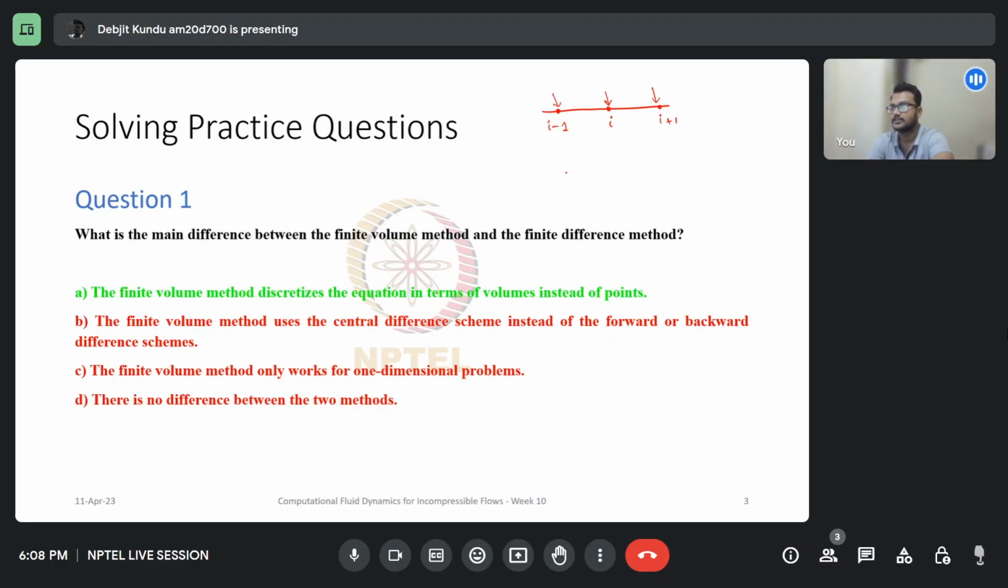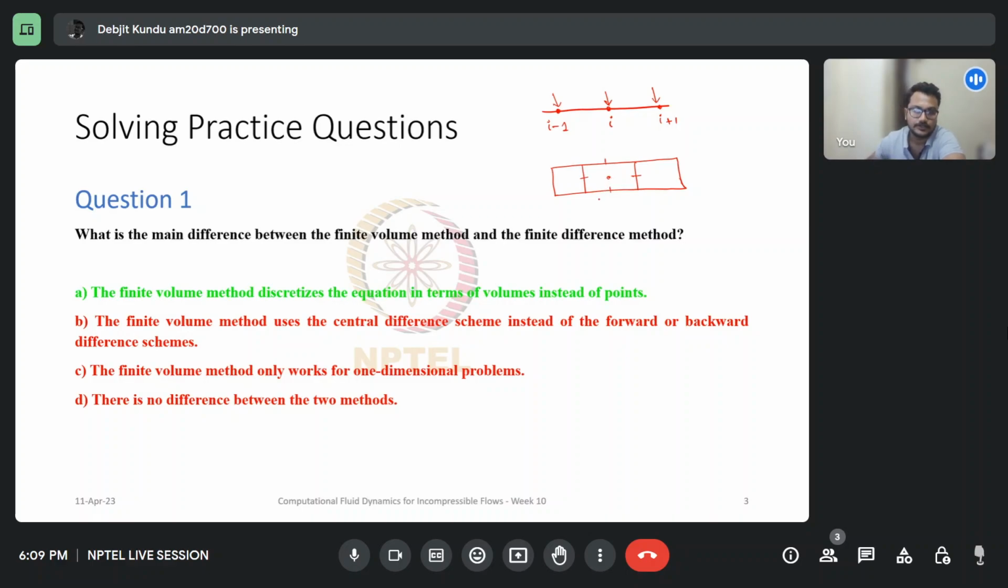And the philosophy in finite volume method is that there are these control volumes, which are finite volumes within which we are interested in knowing the solution. In the entire volume we don't know it, but let's say in the cell centers of those volumes as well as in the faces of these volumes, we try to figure out what the solution would be.